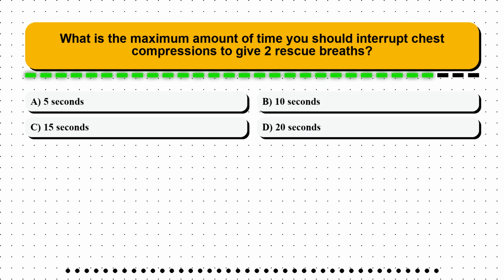Question 19. What is the maximum amount of time you should interrupt chest compressions to give 2 rescue breaths? Option A, 5 seconds. Option B, 10 seconds. Option C, 15 seconds. Option D, 20 seconds.